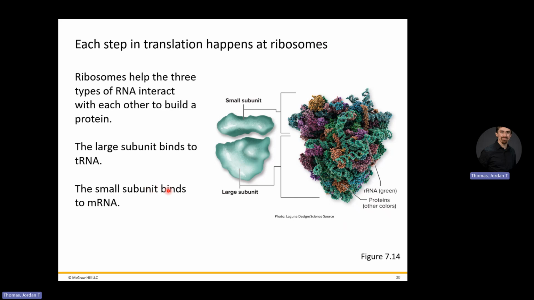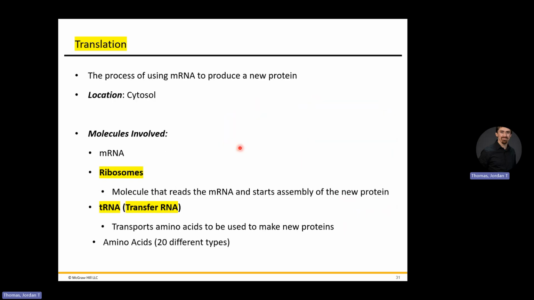The small subunit binds to mRNA. So when we look at this, the mRNA is going to bind to the small subunit. The tRNA is going to bind to this large subunit. The small one will prep the mRNA to be read, and the large one grabs the tRNAs to put all the amino acids together. And this is, again, just an overview of everything.